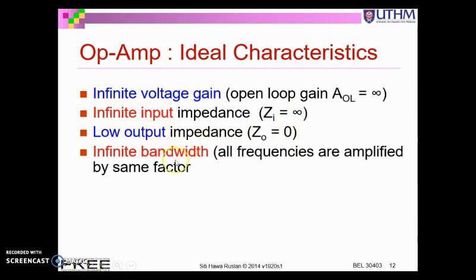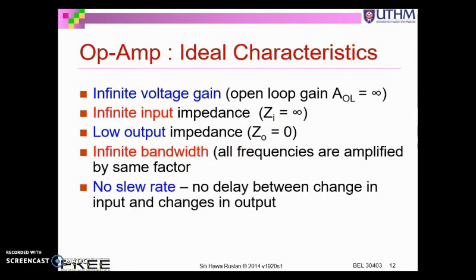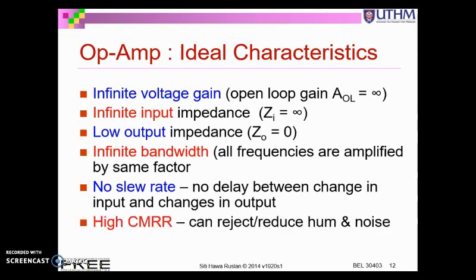It also has an infinite bandwidth. At all frequencies, the gain will be constant at a certain value. And there is no delay between the input and output, meaning that if you put something at the input, immediately you will get an output. There is no delay, or we call it no slew rate. And op-amp should have a very high CMRR, which is common mode rejection ratio, meaning that it can reject or reduce noise.